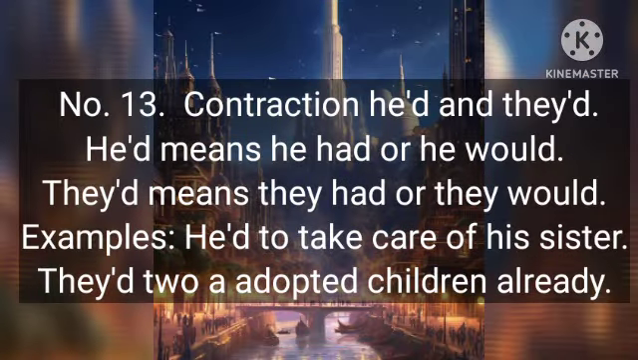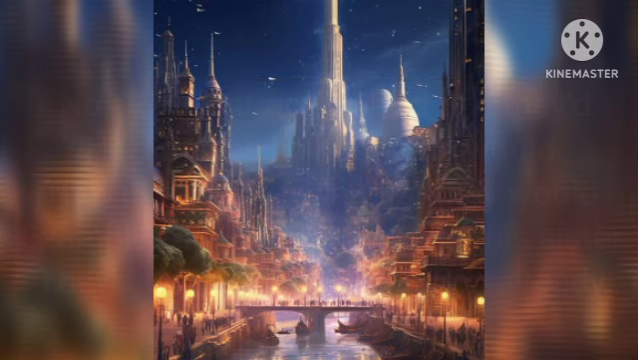Number 13, contractions: he'd and they'd. He'd means he had or he would. They'd means they had or they would. Example: he'd to take care of his sister, or he had to take care of his sister. They'd two adopted children already, or they had two adopted children already.